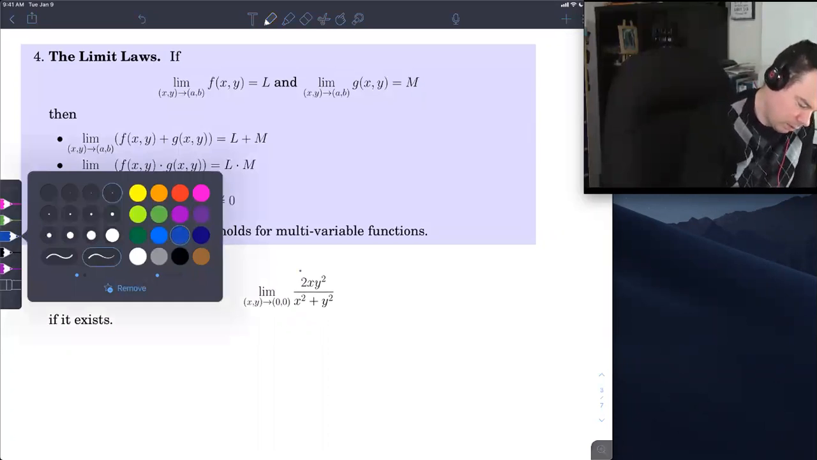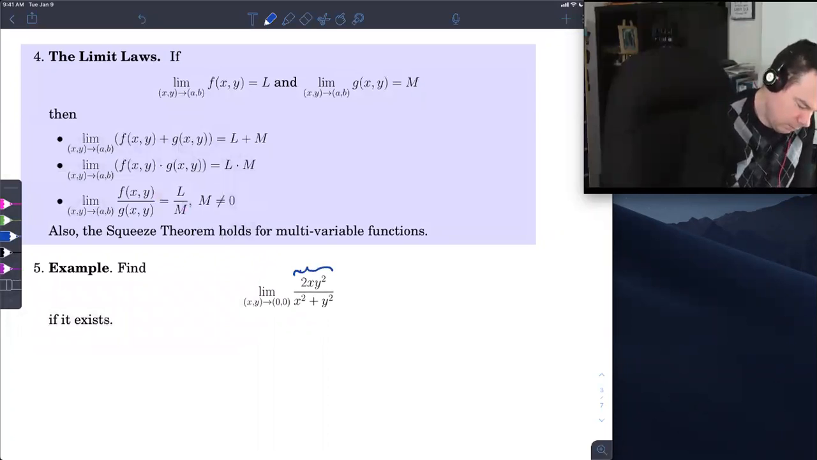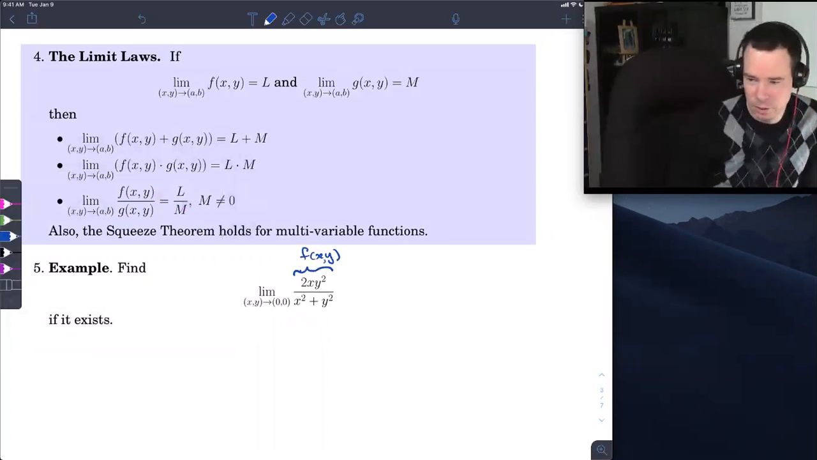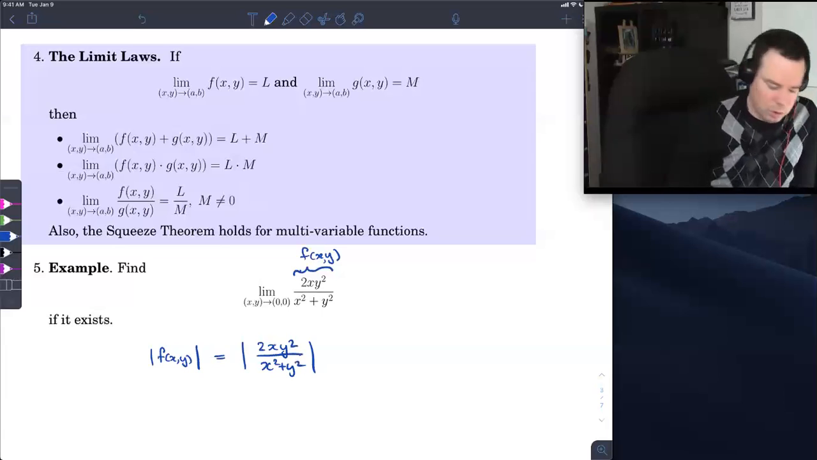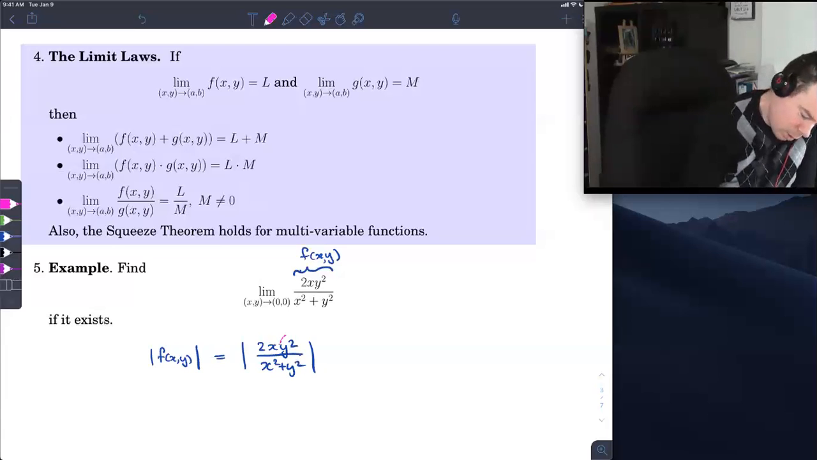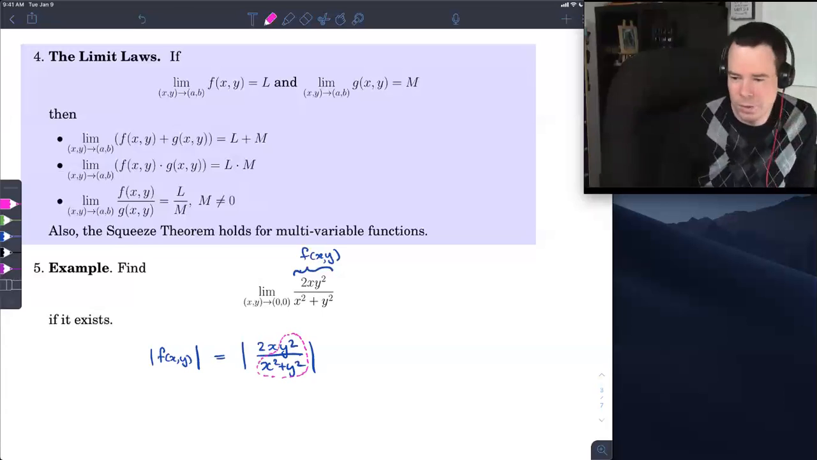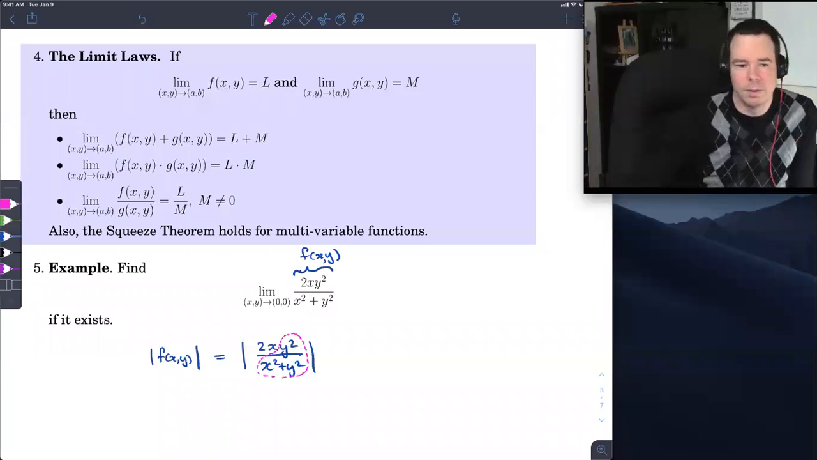So the first thing I'm going to do again is I'm going to call this function f(x,y) just so I can use the name later on. So let's call it f(x,y). And now let's get a feel for how big it is. How big is f(x,y)? Well, f(x,y) is 2xy² over x² + y². And I'm just going to draw your attention to this part here: the y² over x² + y². How big is that?